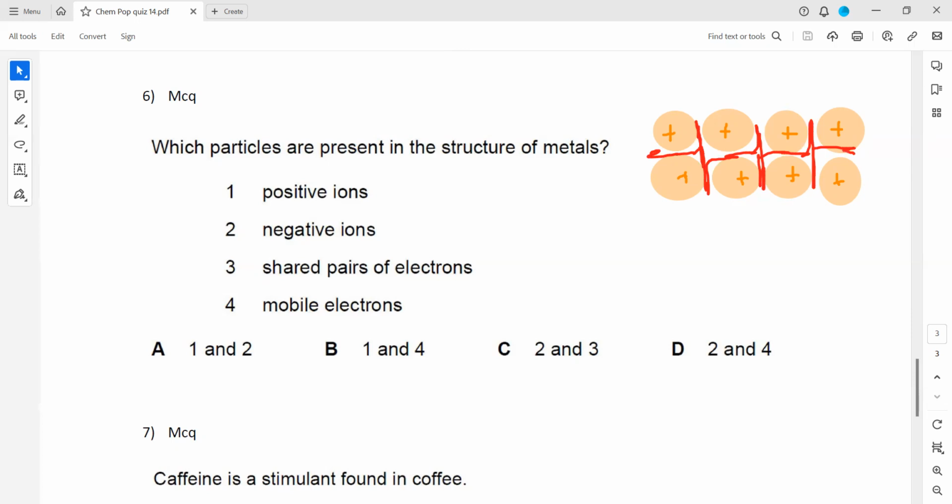So we have to check which statement is correct. Like, what are the particles present? There are positively charged ions, that's correct. Are there negative ions? In a metal, there are no negative ions, there are electrons. Shared pair of electron, metal does not share the electron, non-metal do. They have the mobile electron, so that's also correct. So statement 1 and statement 4 are correct. That's why B is the right answer.